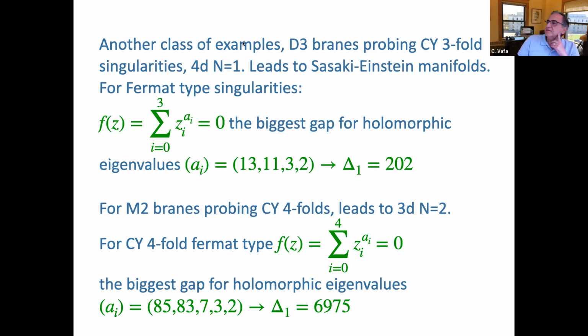Another class of examples are D3 branes probing Calabi-Yau threefold singularities. These will give you 4D N equals 1 SCFTs. The corresponding holographic duals lead to Sasaki-Einstein manifolds.